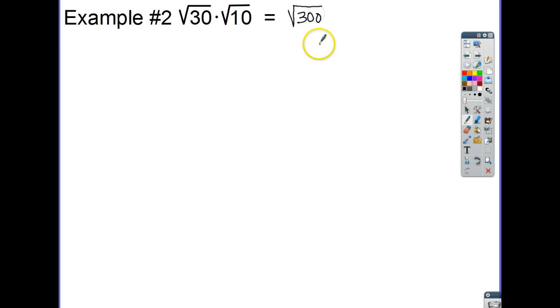And then if I go back to my list, I know that the largest perfect square factor of 300 is 100. So the square root of 300 is the square root of 100 times 3, and I know the square root of 100 is 10, so I have 10 square root of 3.